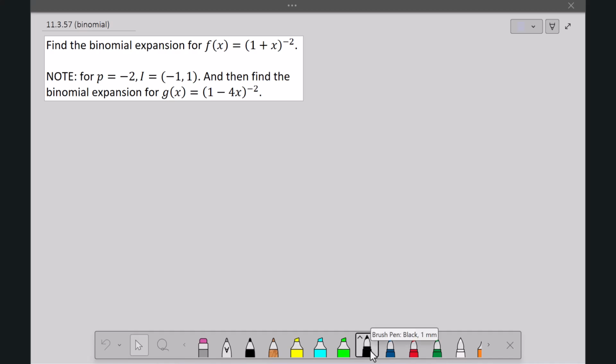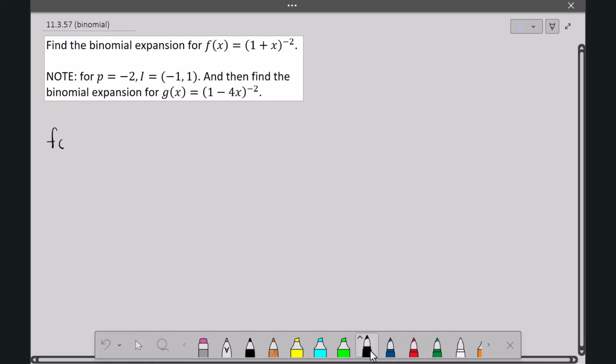Let's go ahead and find the binomial expansion for 1 plus x to the negative 2. The p-value, or the power here, is negative 2. The interval of convergence is given to us because we can't find it using the ratio test. Let's first begin by writing f in its general binomial expansion form.